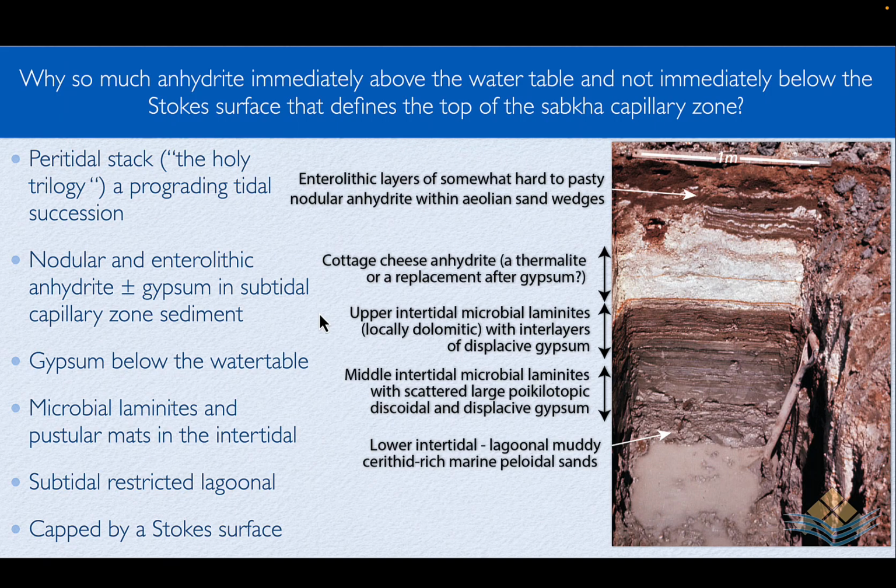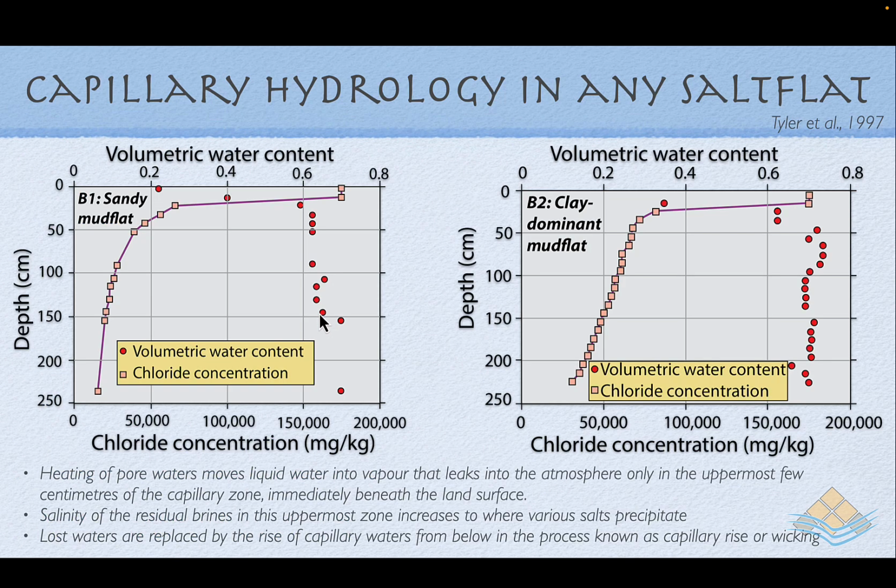Now that contrasts to what happens to our prograde salts. So I'll just throw this slide in to remind ourselves of what we saw happening in Owens Lake, where in the upper 10 centimeters or so, we had the maximum change in the volumetric content and the maximum change in the chloride concentration in this zone of capillary wicking, both in the sandy mudflat and in the clay-dominant mudflat. So it's the heating of the pore waters that's moving liquid water into vapor in that uppermost 10 centimeters. This is typical evaporative solar-driven concentration, creating the precipitation of halite in that uppermost part of the column.